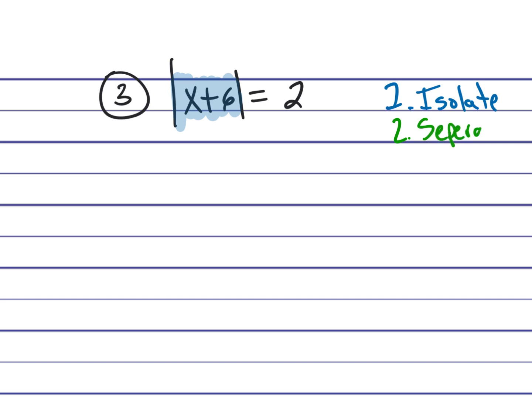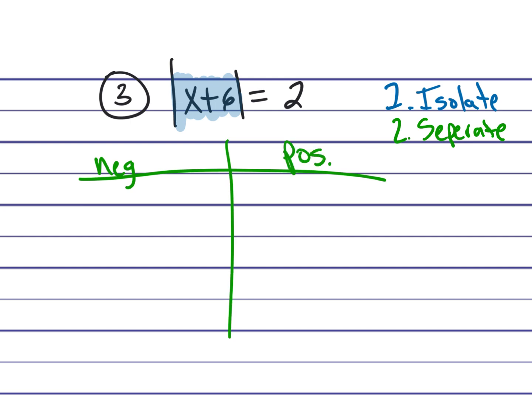So here's my negative side. Here's my positive side. For my negative and positive, whatever I highlighted is going to stay the same. So whatever I highlight, it stays the same for both sides. X plus 6, it stays the same. But after the equals, for the negative, I do a negative, like right after the equals. So it's -2. For the positive, it's going to stay +2.